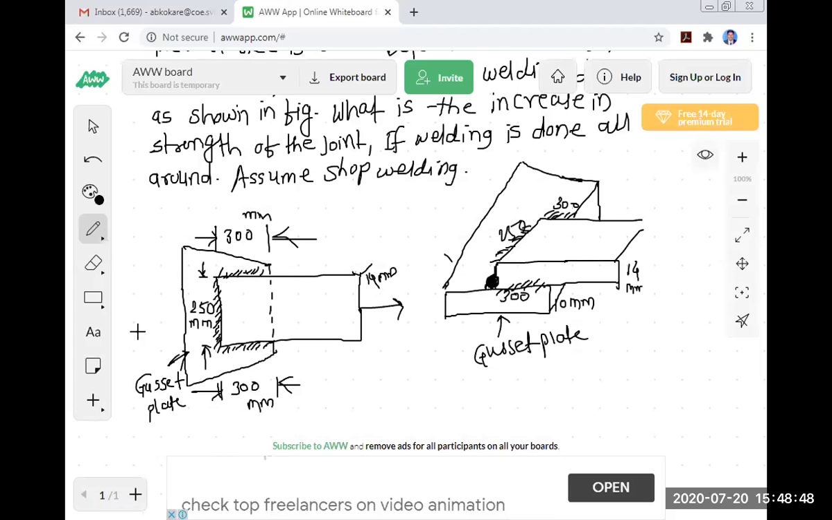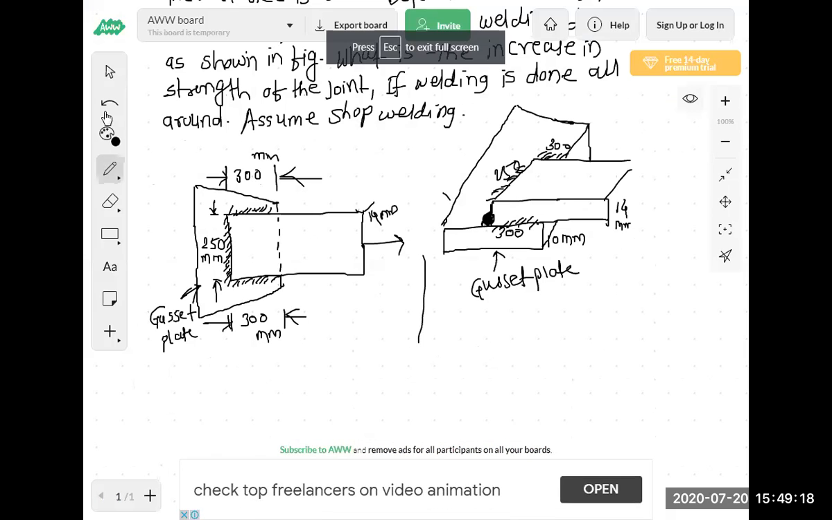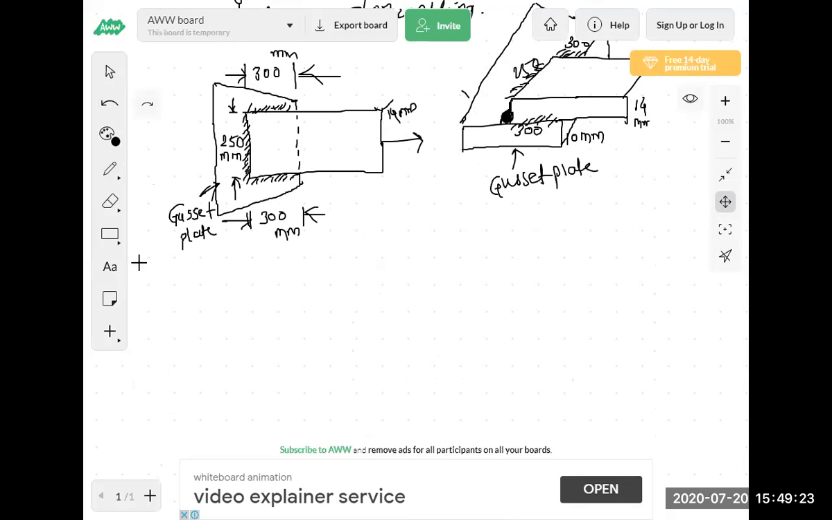They have given only the plan figure in the problem statement. I have drawn it in 3D, so that you will understand better. That's why I have drawn this figure. Okay. So are you getting now how they have welded here? In this 250 mm area, this 300 mm area, and this 300 mm they have welded. Okay. Now we will start the actual calculation. Okay.